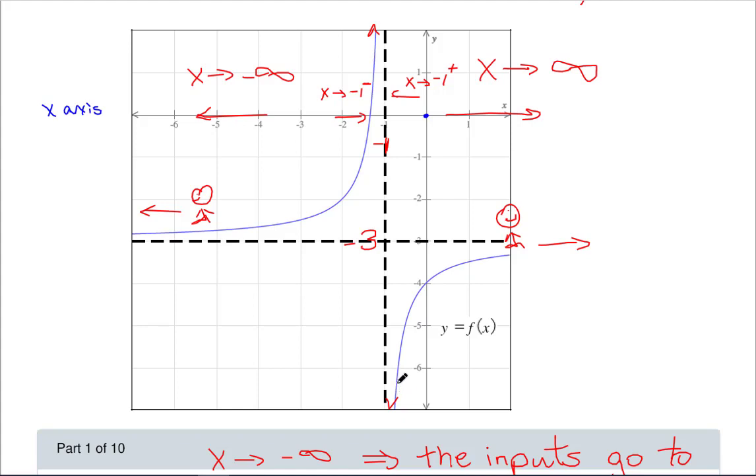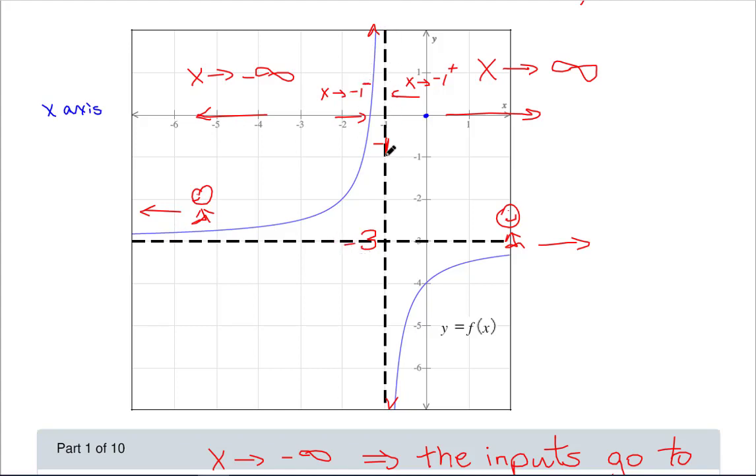The graph, as I'm moving to the right, is coming up and going to the right this way. It's not running off to infinity. It's leveling off again to this same number, -3. So again, going to the left forever or going to the right forever, the graph is leveling off in both directions to y equals -3.